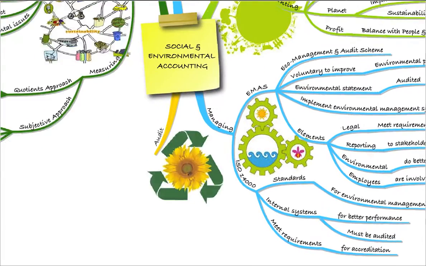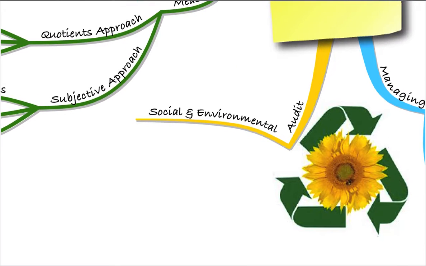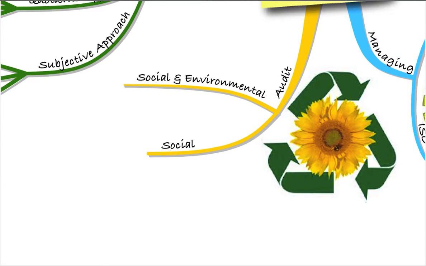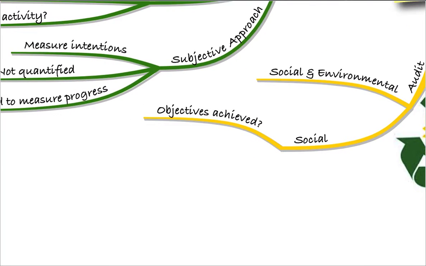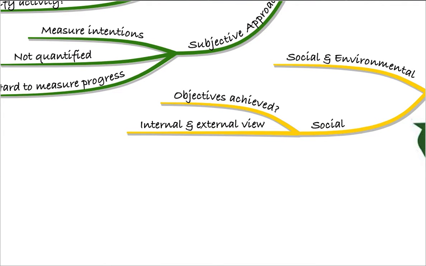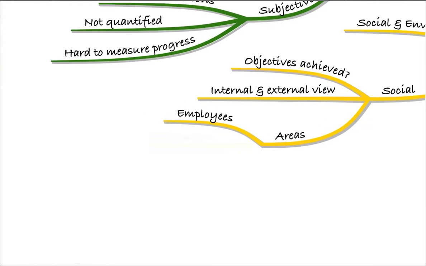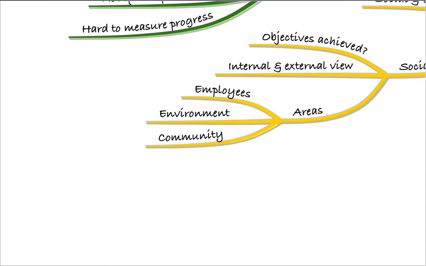The last thing we looked at was auditing, environmental auditing or social auditing. Social auditing, well, we could be seeing if we're achieving the objectives that we've set for the business. We could take both an internal and external view, and we could look at such areas such as employees, the environment, or the community. We could see, therefore, whether we're achieving the objectives that we sought to.